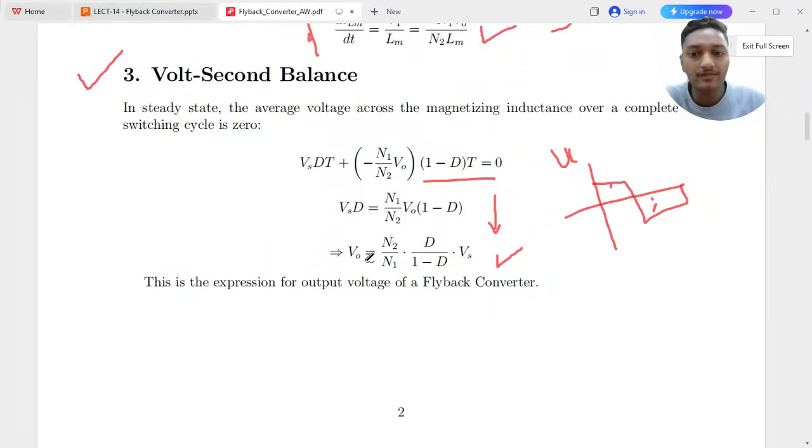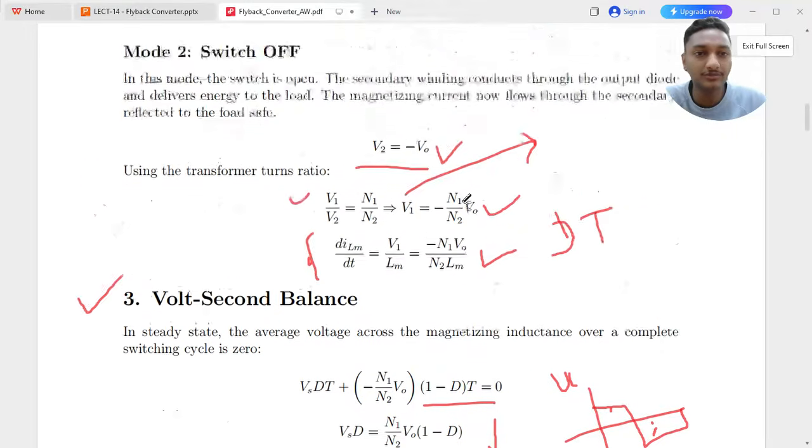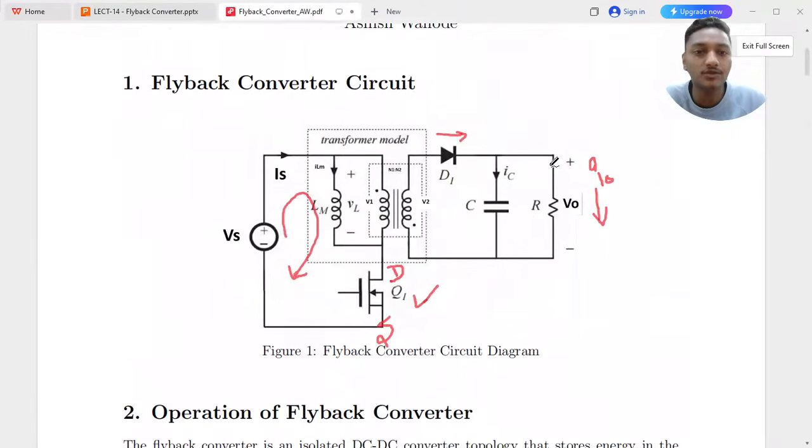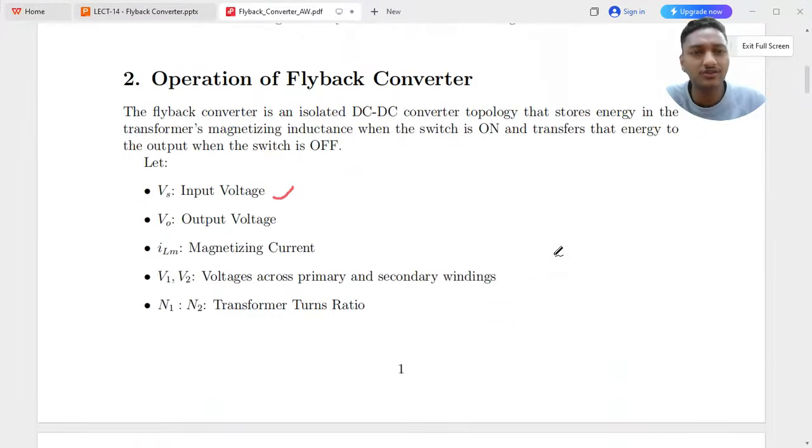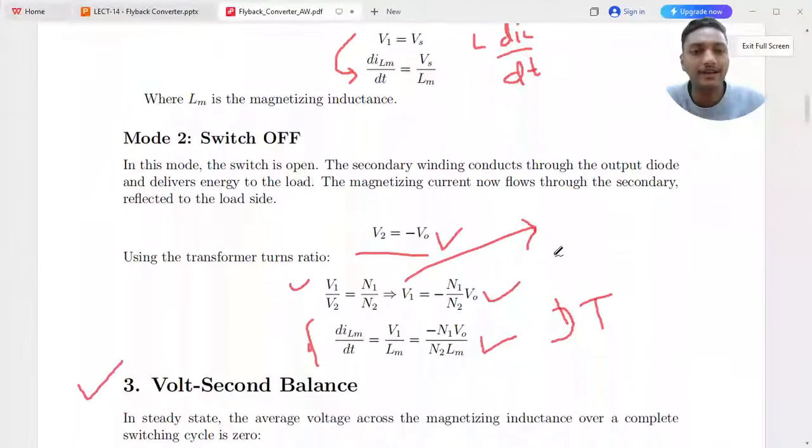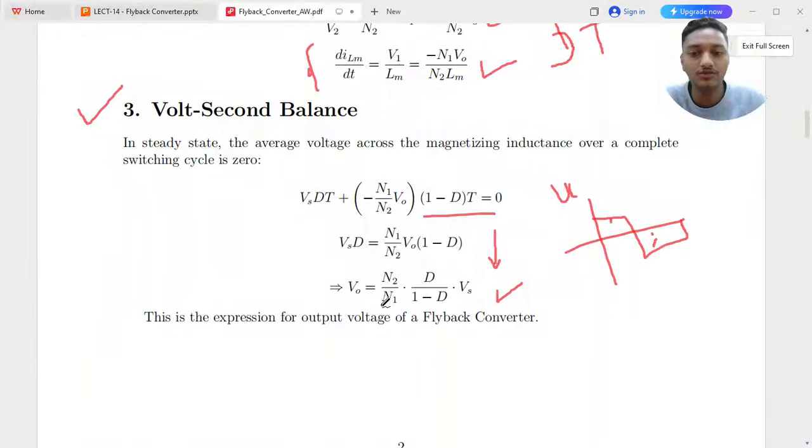Sometimes you may find V0 equal to minus N2 by N1 into D upon 1 minus D into Vs, because they consider the output voltage polarity with the top as plus and the bottom as minus. That totally depends on the conventions you take. But fundamentally you should know V0 equals N2 by N1 into D upon 1 minus D into Vs. This is the well-known formula.